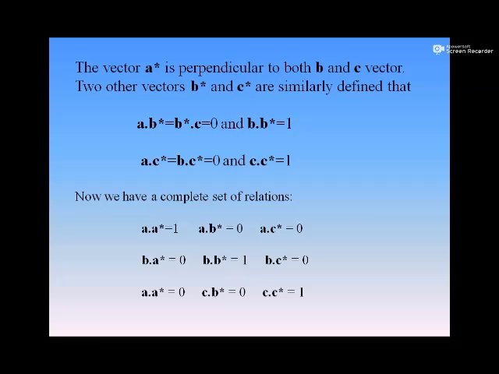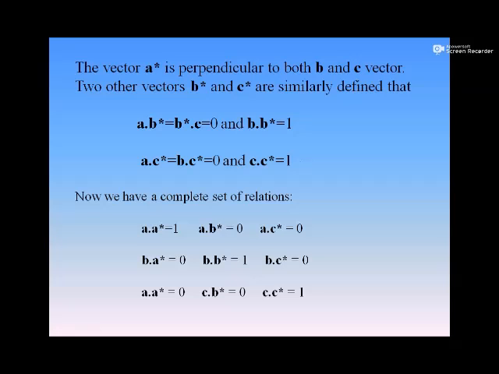Okay, in the same way I can define two other vectors, B star and C star, in such a way that they are defined by A dot B star equal to B star dot C equal to 0 and B dot B star equal to 1. In the next part, for C star vector, A dot C star equal to B dot C star equal to 0, as you see here, and C dot C star equal to 1.